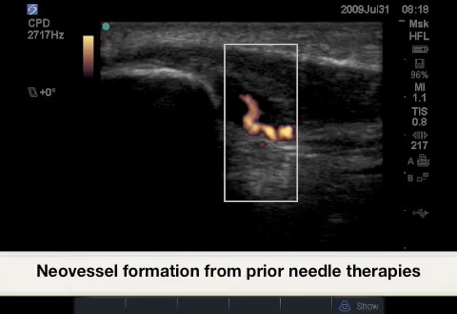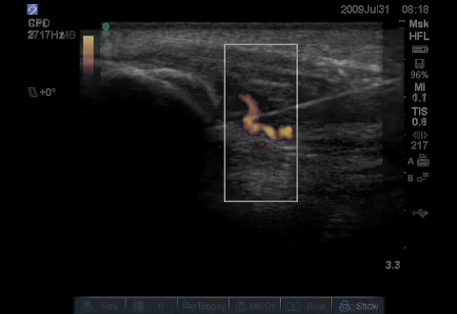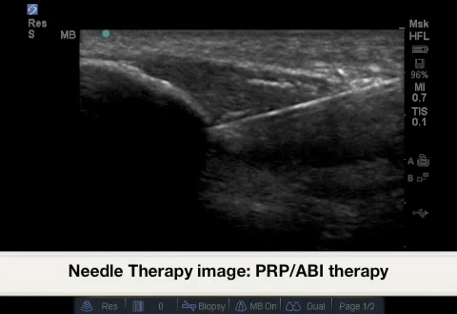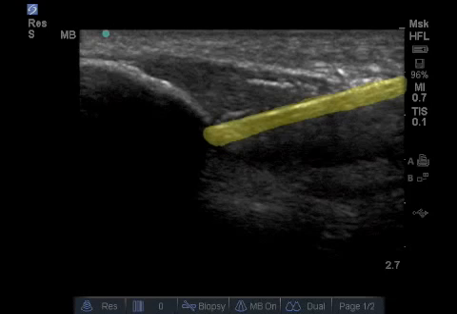Using power Doppler to this site also shows a large vascular presence that is not normally seen in the normal infrapatellar tendon. Here's an example of a needle coursing through this tendon, creating new paths for vascular formations, such as in ABI therapies and PRP therapies.